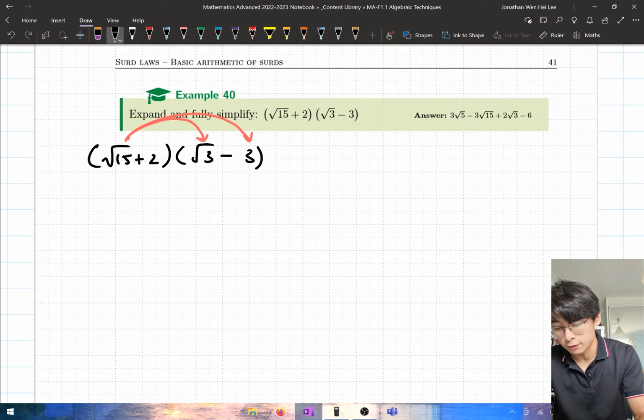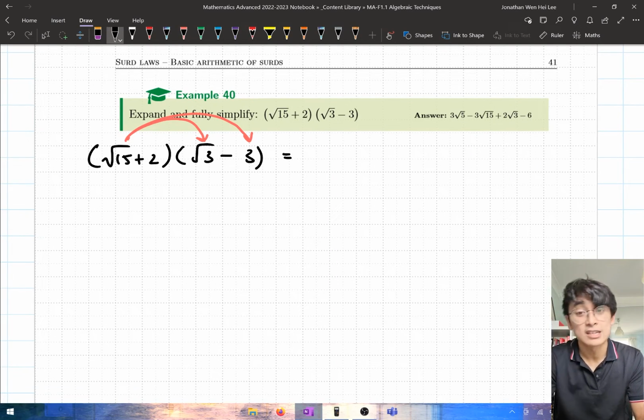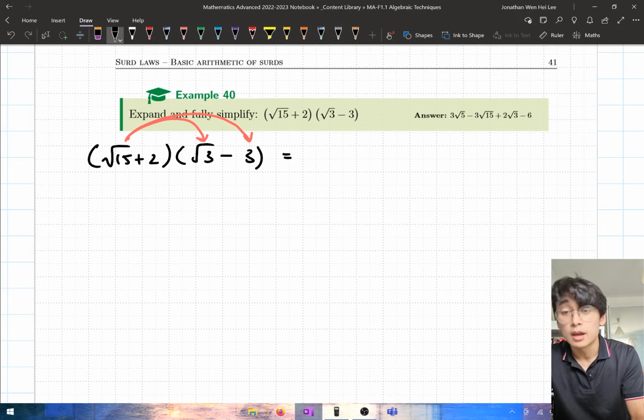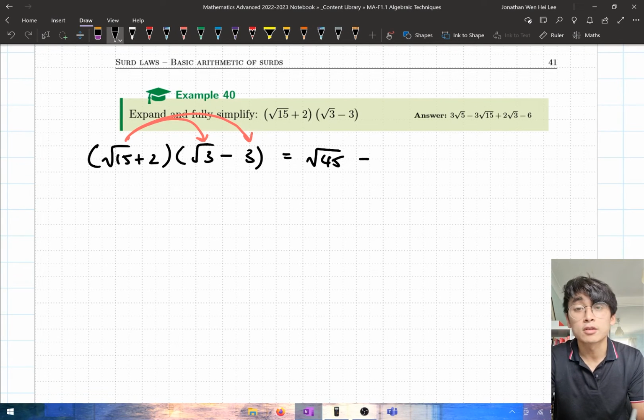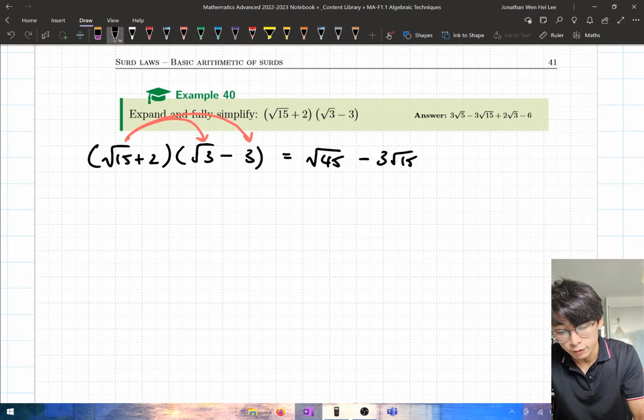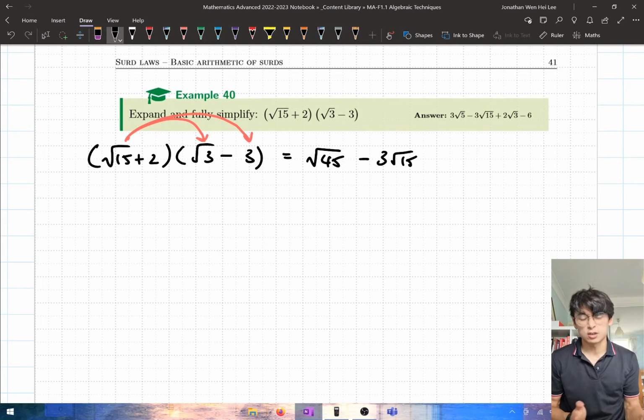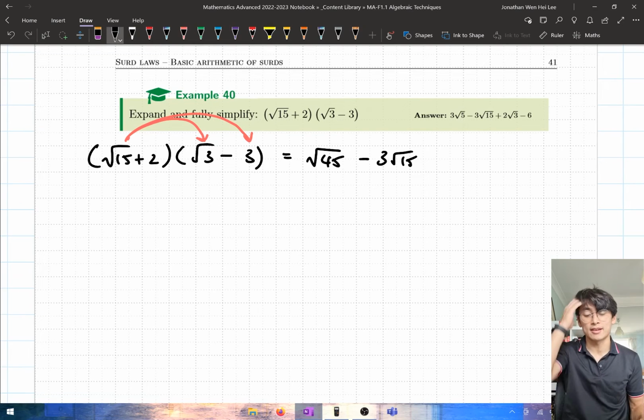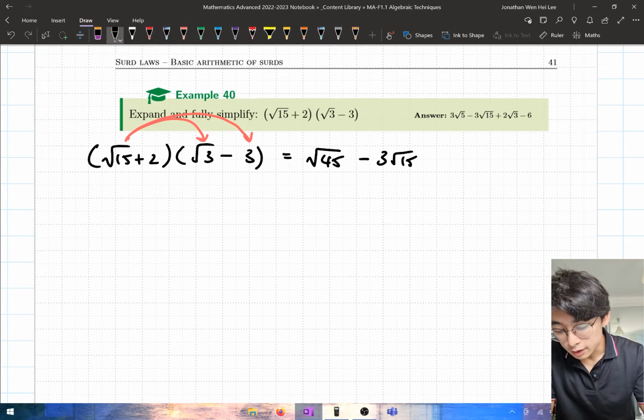So I've got square root 15. So it's going to be square root 15 times square root 3. I'm just going to multiply the numbers inside the surd, so this becomes square root 45. Now the second one, I've got the square root 15 times 3. So when I multiply that, I just get 3 root 15. That 3 is not inside the square root, so I don't need to actually write that. I can't multiply it inside there. Okay, let's look at the next term.